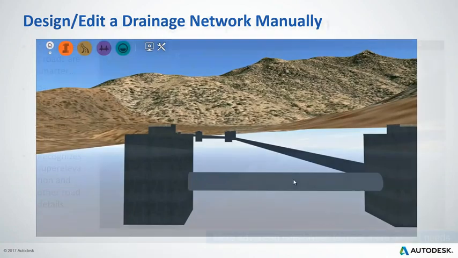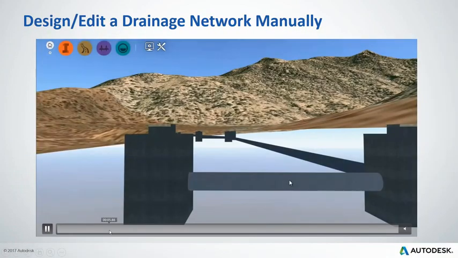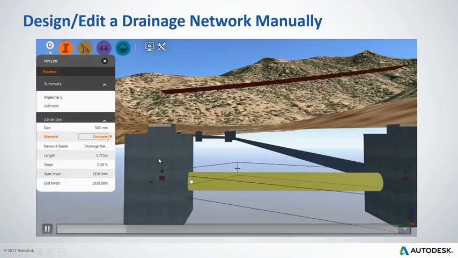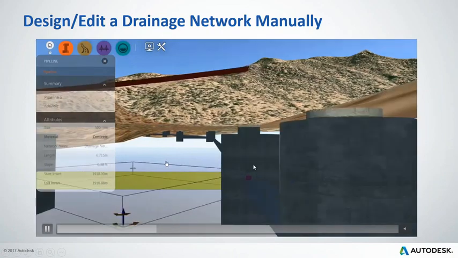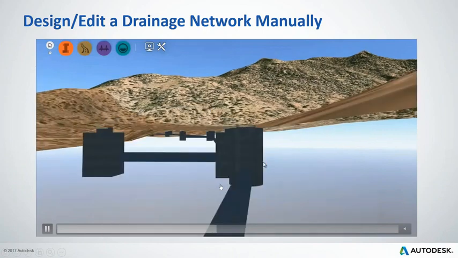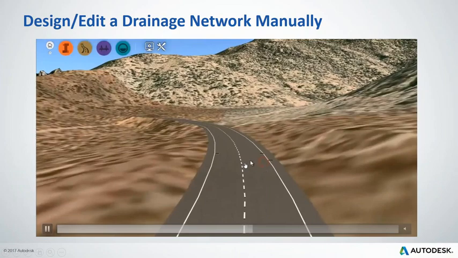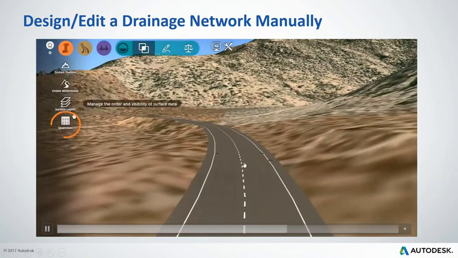Also, we're able to design the network manually. We can change each and every component of the design. So we can have one area made of HDPE, one area made of concrete. We can change the height, depth, and even the diameter of each and every manhole and inlet within our design. Not necessarily that all of our inlets or manholes or pipes will have the same material or same dimensions.